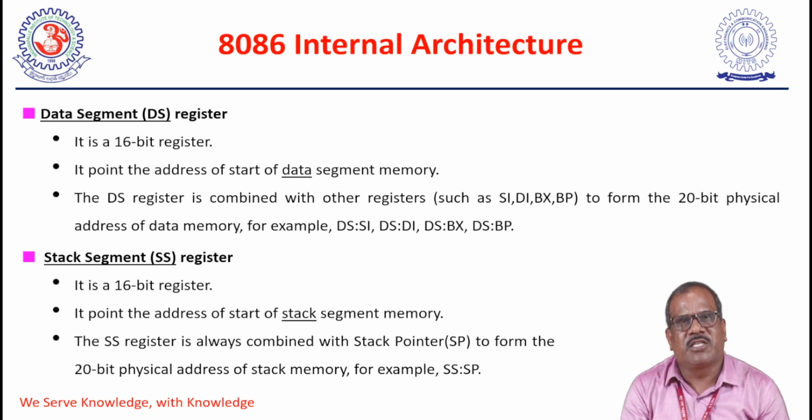So the data segment register is combined with some base register, either the SI register, DI register, BX or BP. The data segment's default base register is SI or DI or BX or BP. That is the address of data memory. For example, data segment combined with SI, or with DI, or with BX, or with BP, the base pointer. So the data segment default base register is any one of the mentioned registers.